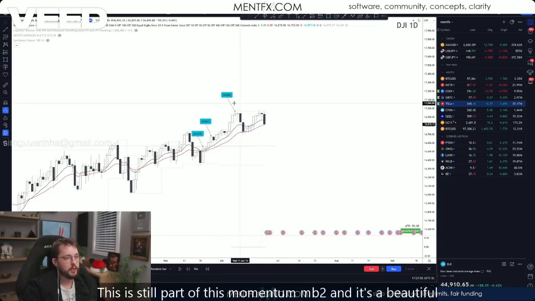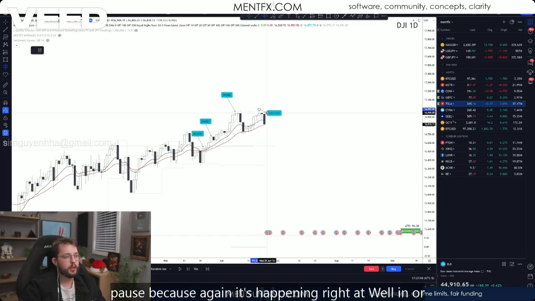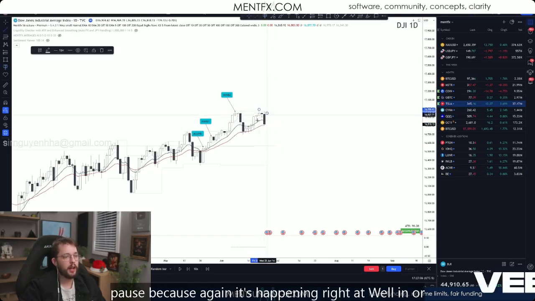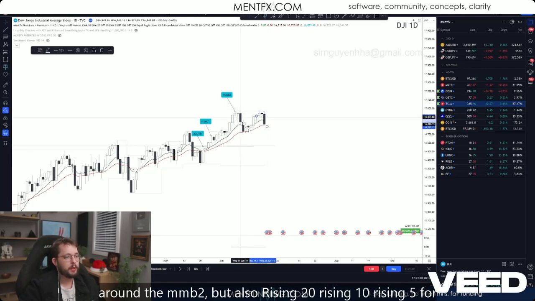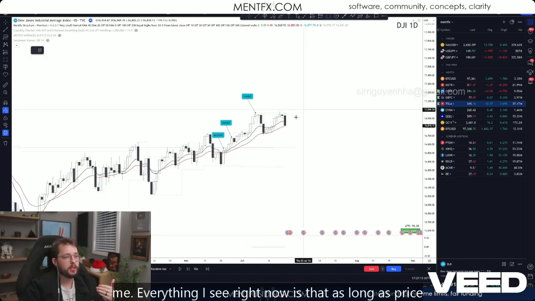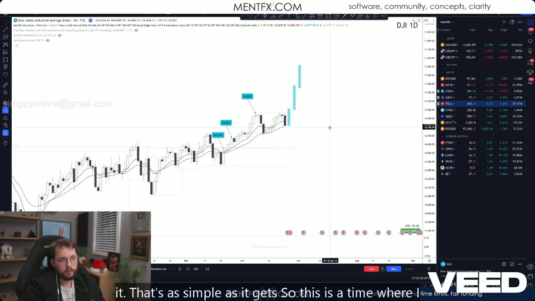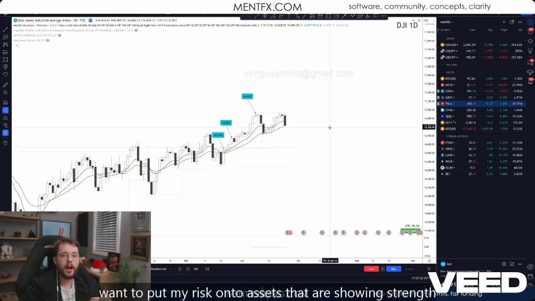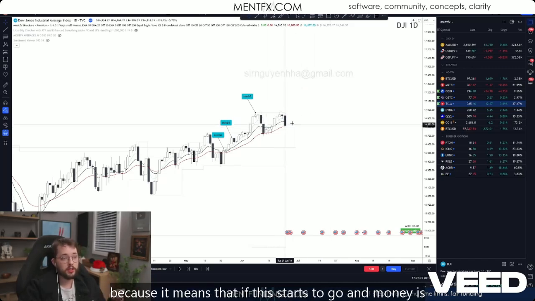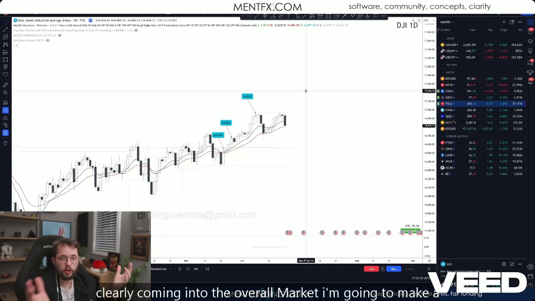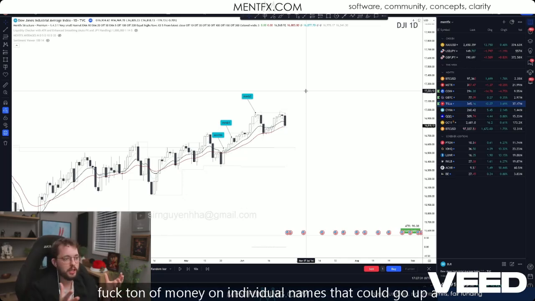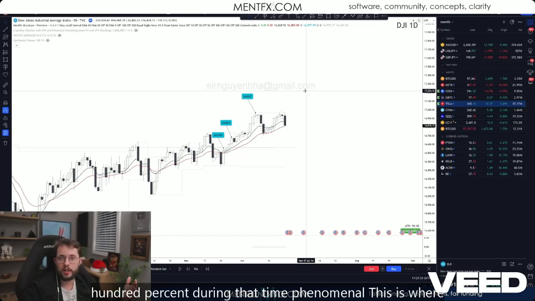This is still part of this momentum MB2, and it's a beautiful pause because it's happening in or around the MMB2, but also rising 20, rising 10, rising 5. For me, everything I see right now is that as long as price doesn't do this, this market is going to go like this. That's as simple as it gets. So this is a time where I want to put my risk onto assets that are showing strength, because if money is clearly coming into the overall market, I'm going to make a ton of money on individual names that could go up 100% during that time.